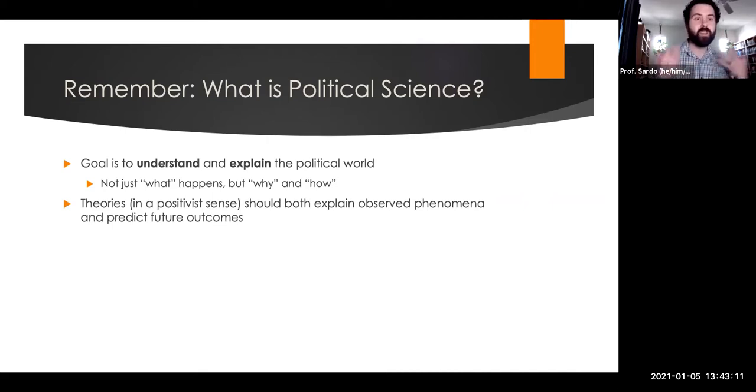So they should explain something that we can observe in the political world, and they should also be able to predict future outcomes. And one other way you can think about this, they should be testable or falsifiable, if you're familiar with Karl Popper's famous definition of science, that we should be able to prove a theory wrong by finding some evidence that disconfirms it.